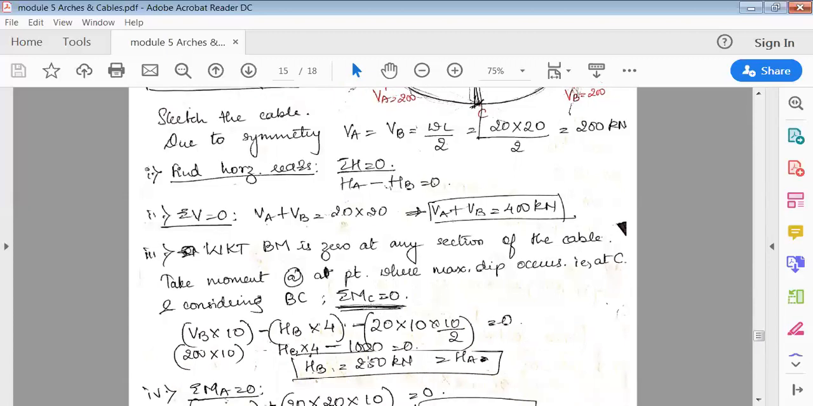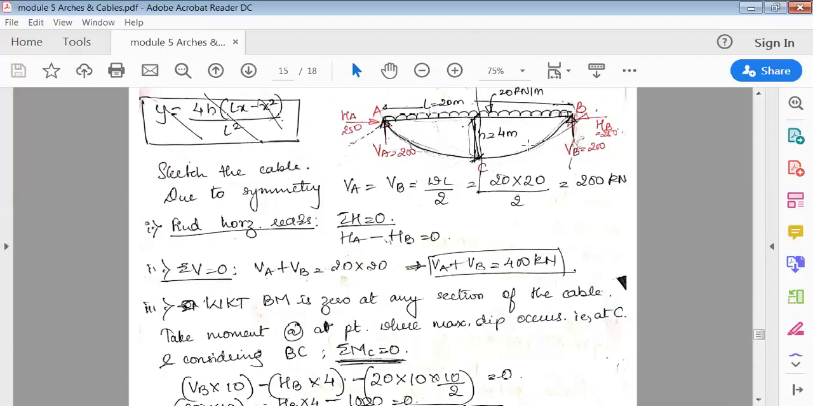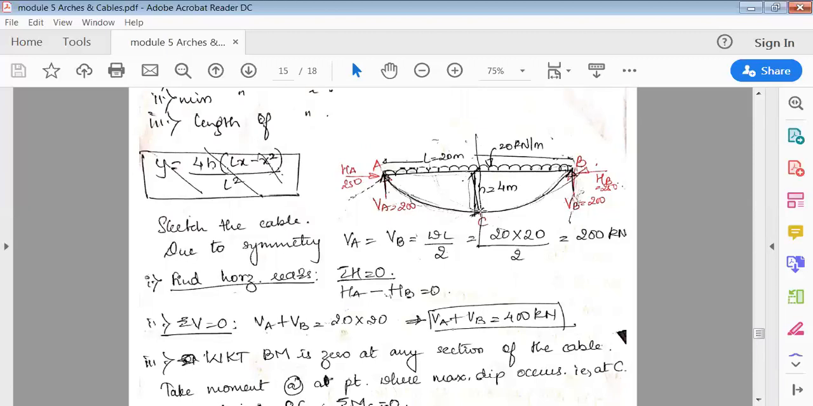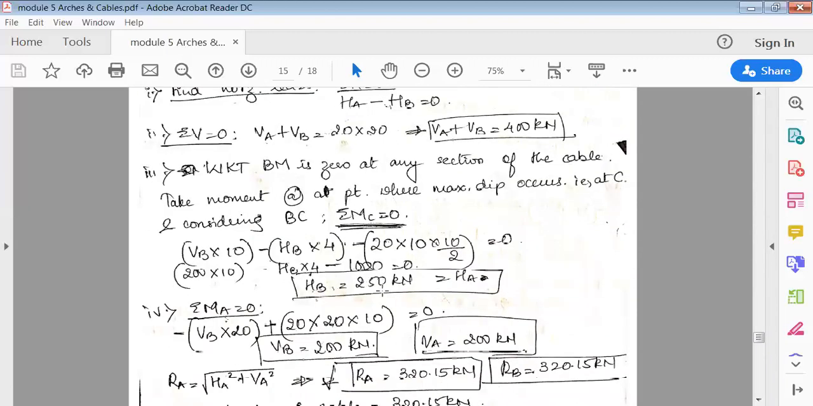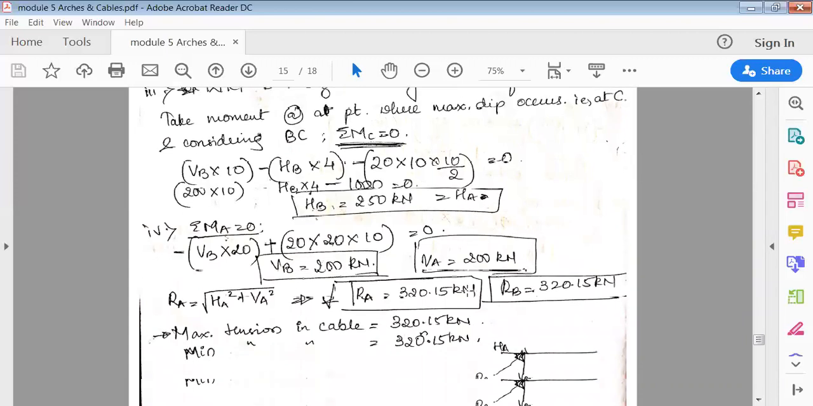And then 20 into 10 into 10 by 2, I was finding at this point. So we'll find HA and HB, which would be the same. Similarly, once you find that, then we'll find moment about A.